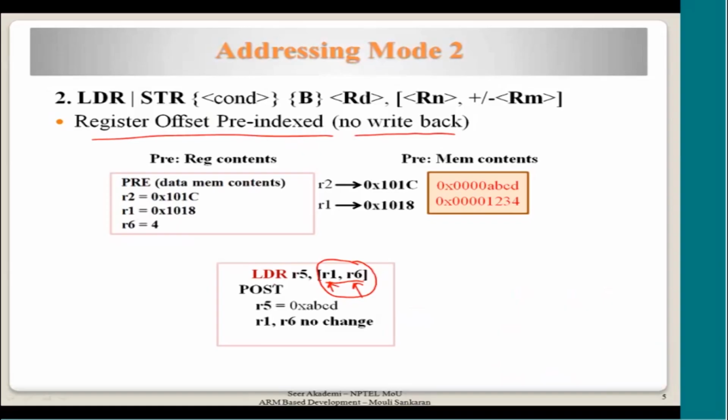Next, if I have another instruction called LDR R5, R1, R6, it will access the same location, or you can increment R6 by adding 4, then it will jump one by one. A jump means it will access one address after another address, but it won't modify the values in R1 and R6 in this instruction. That's why I am saying R1, R6 no change. I hope this is clear to you. Let us now go to the next mode.